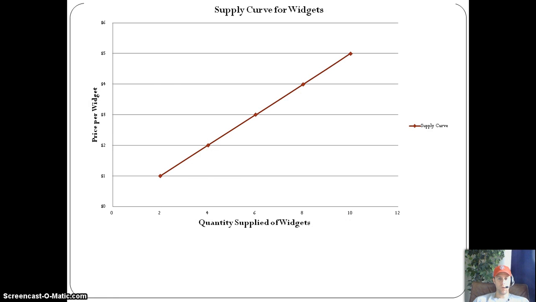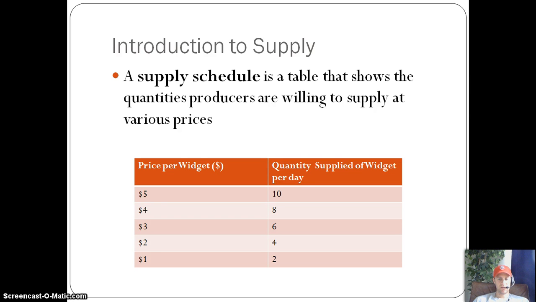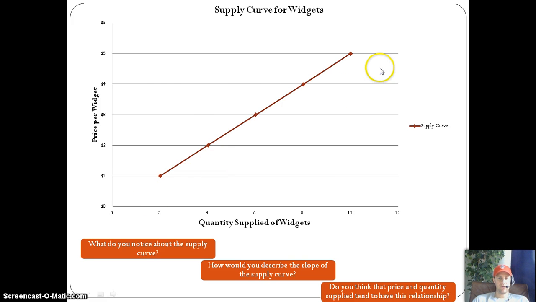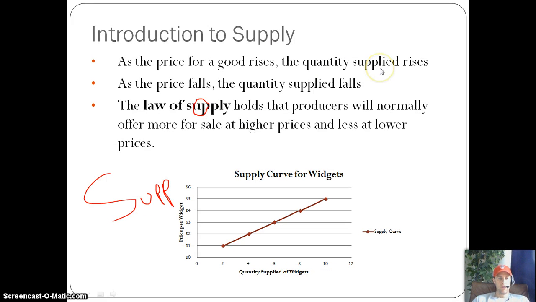So the supply curve for widgets based on the supply schedule right here would look like such. At $1, a very small number of them are going to be supplied. At $5, a larger amount of them are going to be supplied. That makes the supply curve go up. As the price of a good rises, quantity supplied rises. As the price falls, quantity supplied falls.